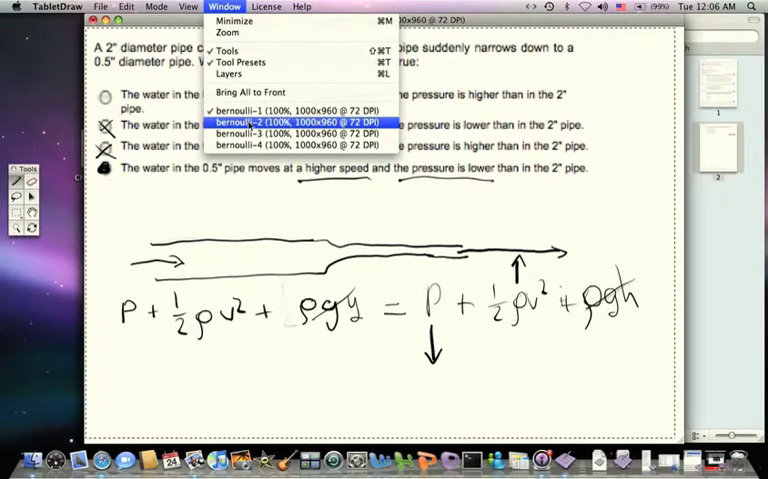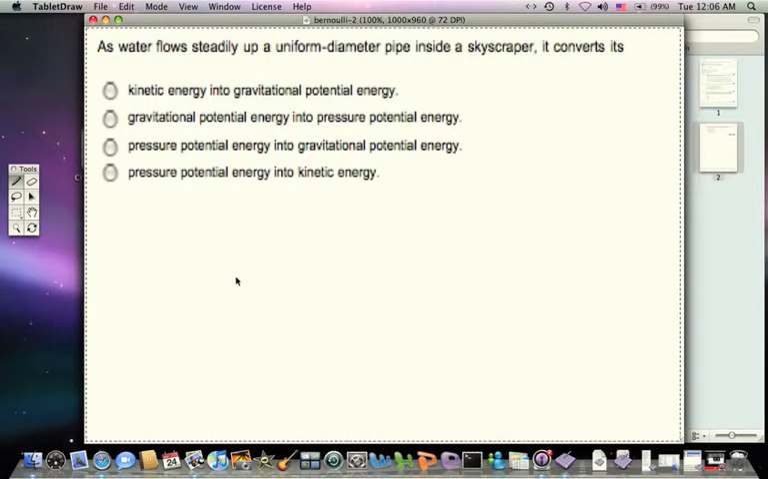Now let's look at the next one. As water flows steadily up a uniform diameter pipe inside a skyscraper, it converts its kinetic energy into gravitational potential energy, gravitational potential energy into pressure potential energy, pressure potential energy into gravitational potential energy, or pressure potential energy into kinetic energy.